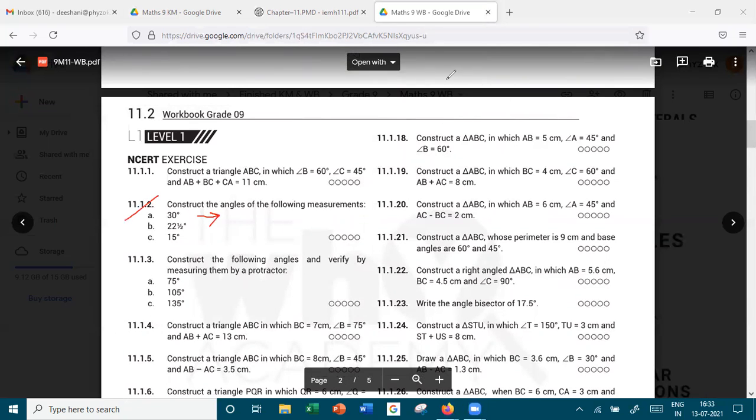Bisecting the degrees. Now we make 60 degrees and then we bisect it. Very good. Yes, ma'am, 60 and bisect. Okay, how will you make 22 and a half?